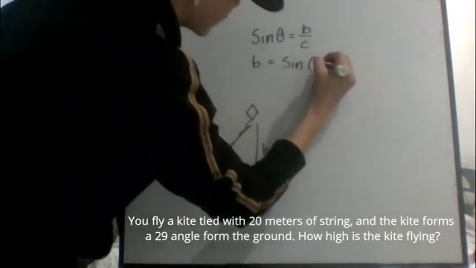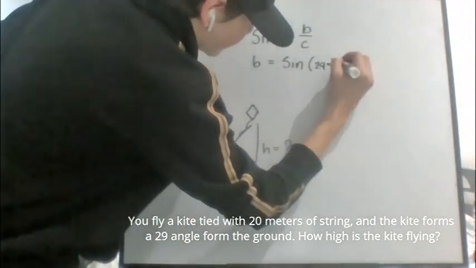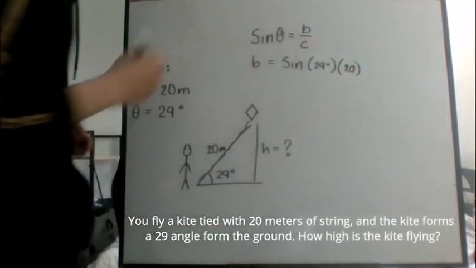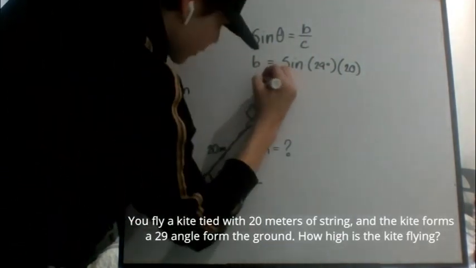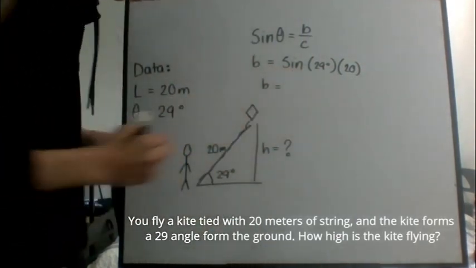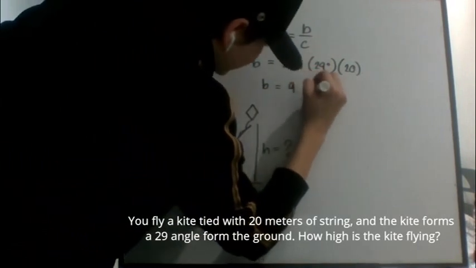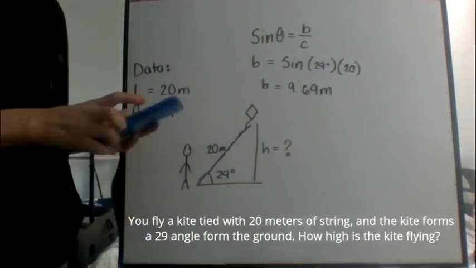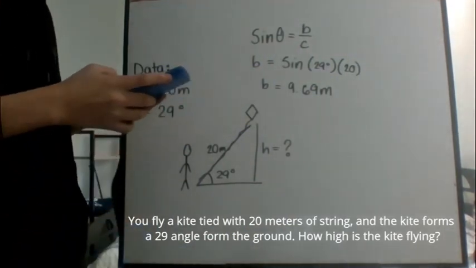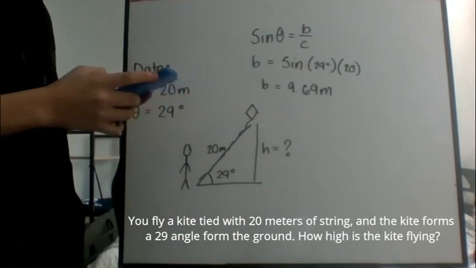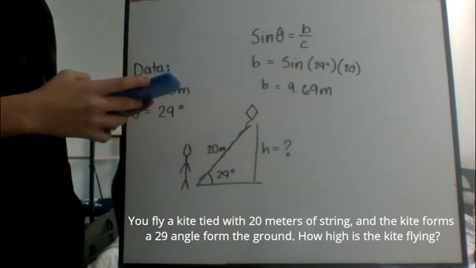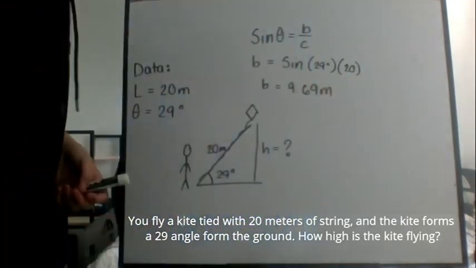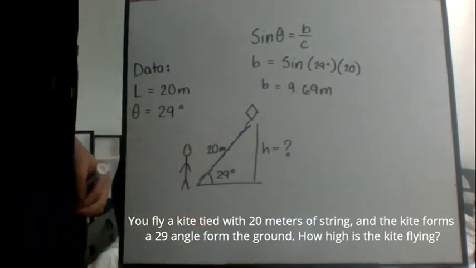It's sine of the angle, which is 29, times c, which is 20, like this. Once we multiply everything, we will get 9.69 meters of height. We check it: sine of 29 times 20. 9.69. Okay, and that's how we solve this problem.